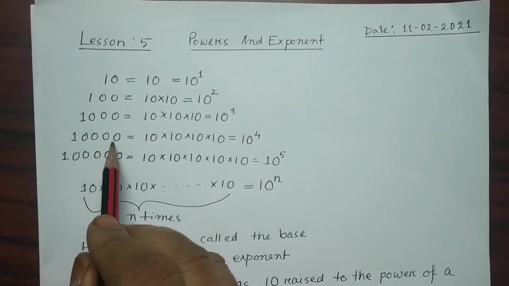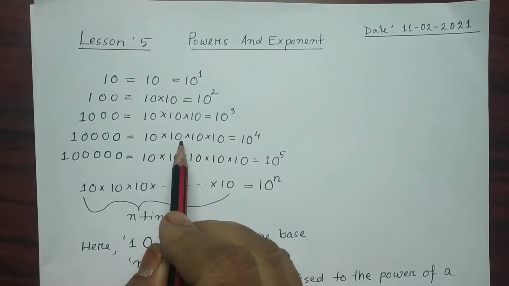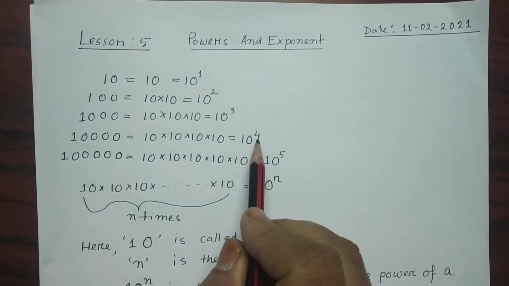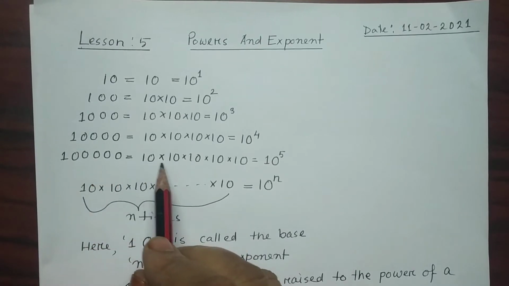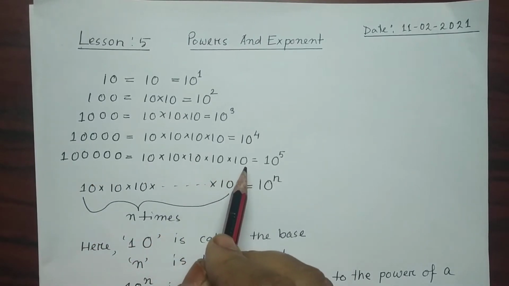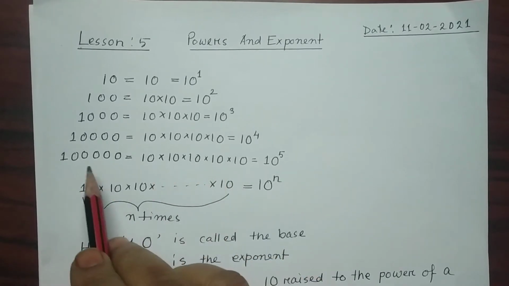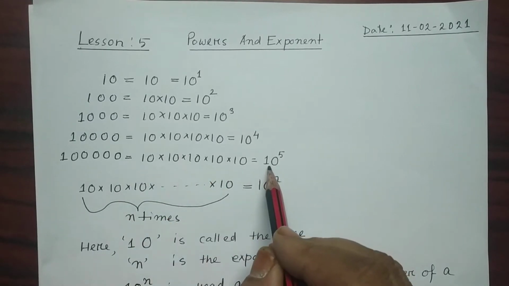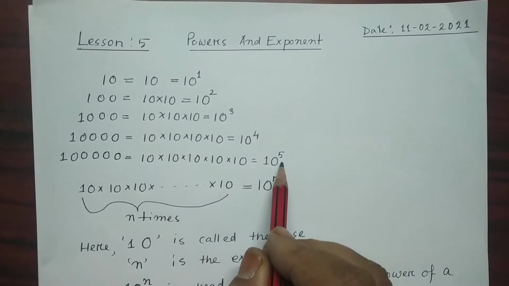Similarly, this 10,000 also we can express 10 into 10 into 10 into 10. 4 times we multiply 10. That's why we can write 10 raised to the power 4. And this 1 lakh we can write 10 into 10 into 10 into 10 into 10. That means how many 10s do we have to multiply to make 1 lakh? 5 times. And this in short we can write 10 to the power 5. Why 10 to the power 5? Because here we multiply 10 how many times? 5 times.